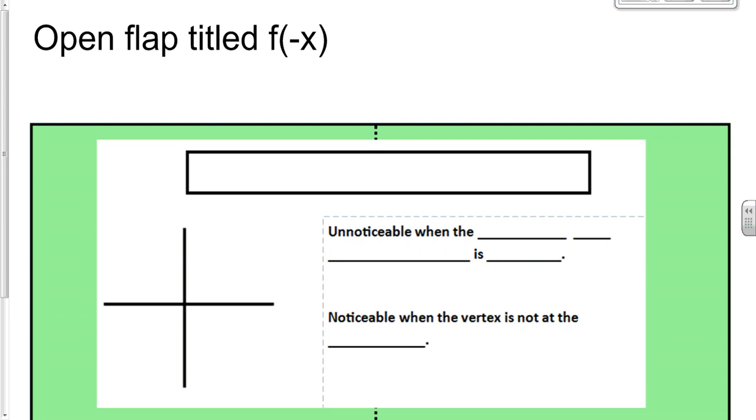Alrighty? So now, open up the flap right next to it, the one that says f of negative x. I'm sorry, I said that wrong. It's what happens if you have f of a negative b, right? A lot of y'all said that nothing happened, okay? It is unnoticeable sometimes, right?